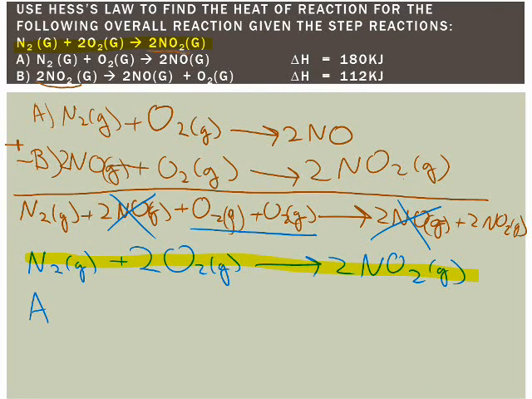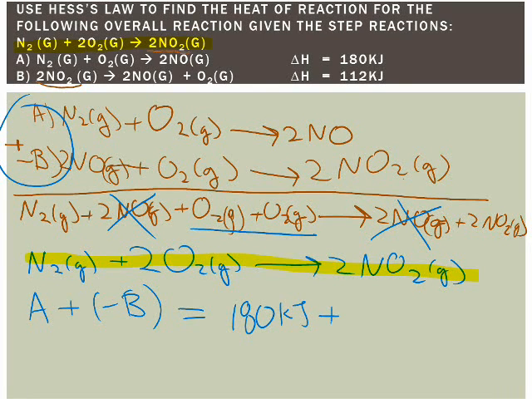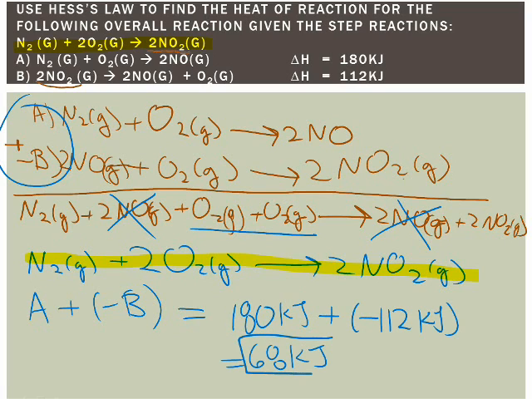We had A plus negative B equals 180 kilojoules plus negative 112 kilojoules. So that equals 68 kilojoules for the overall reaction. Now this might seem like a lot of steps, but really once you start doing it, it's not really that difficult. You just kind of write it down, you cancel things out, and then you add up the enthalpies.